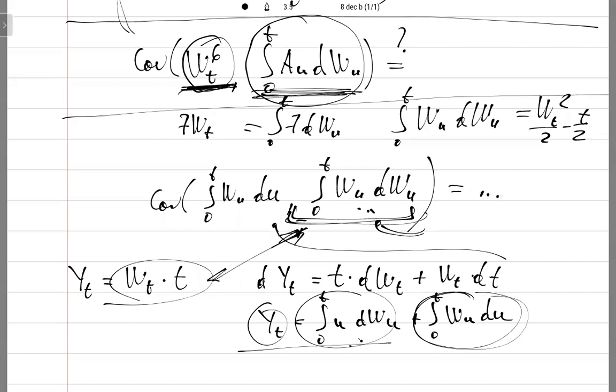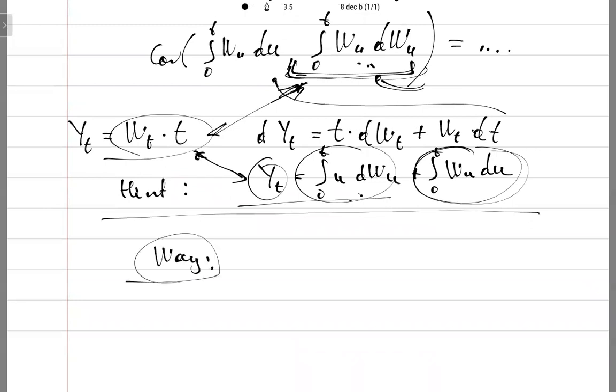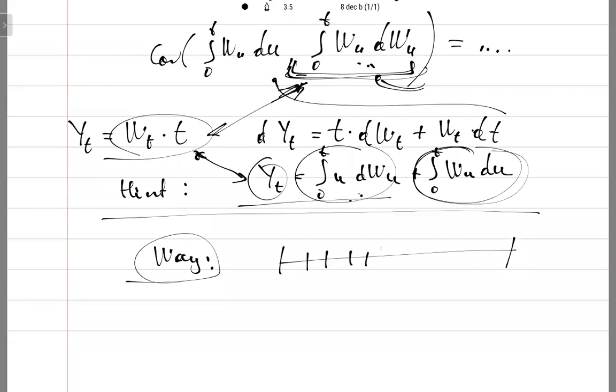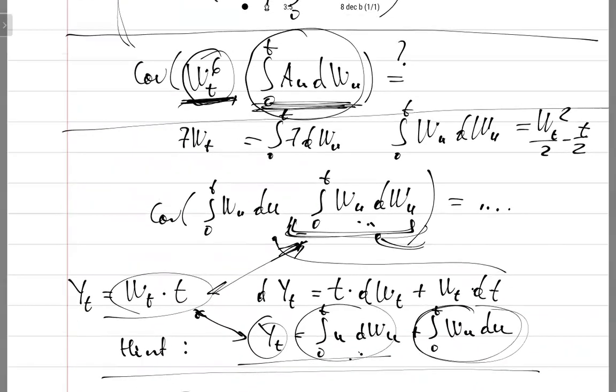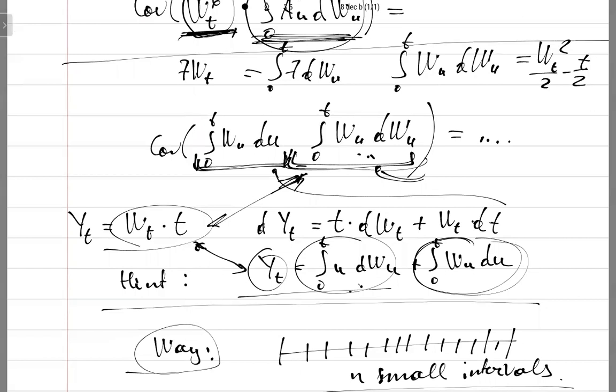So in this particular case, you can manage. So this is the hint. And Yt is Wt times t. You have another way. You can go to limits. You can divide the timeline into n small intervals. You can calculate an approximation of your process as a discrete sum, and basically, you can calculate covariance. Okay, so there is another approach.